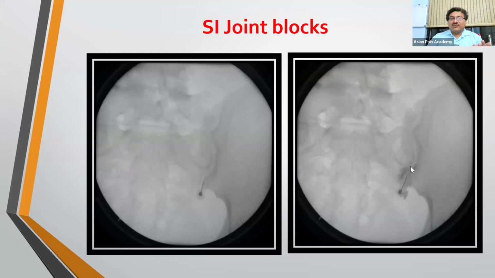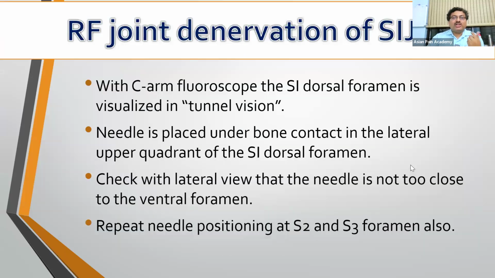And once we are confirmed that it is sacroiliac joint pain, we can go for the injection of the corticosteroid, and usually 40 milligrams of corticosteroid in 1 to 2 ml is sufficient for one joint.